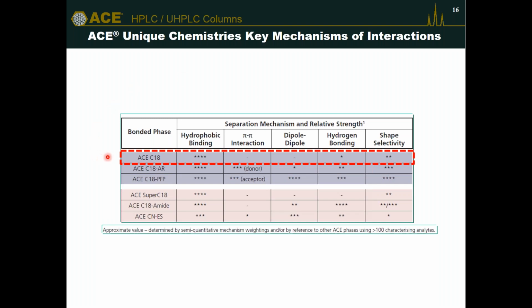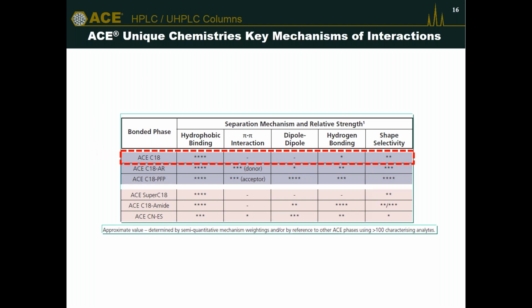So if we look at a standard C18, for instance, we can see it is dominated by hydrophobic interactions. More stars means that mechanism has a higher weighting for that column chemistry. Of course, a standard C18 column has no aromatic groups, so there are no pi-pi interactions. It has no polarizable functionality, so there are no dipole-dipole interactions. There's a small amount of hydrogen bonding, which is provided by the silica surface, and also a little bit of shape selectivity, which most people don't realize with standard C18 columns. This is provided by the fact that the analyte can move between the C18 ligands, and you can get some discrimination of analyte shape.